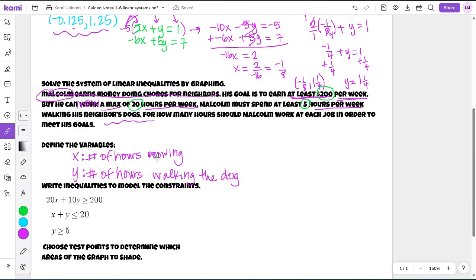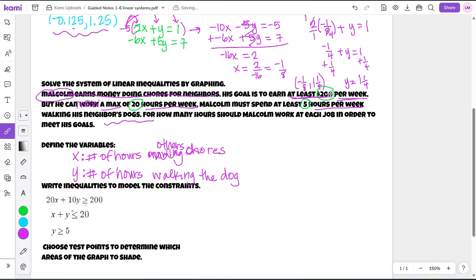And we could have said number of hours for other chores. Like if you don't want to give it something, we know he's going to spend 5 hours walking the dog, and then we'll just say X is doing other chores. Mowing, cleaning up trash, cleaning windows, whatever they need done. All right, so what else did he say? He has to spend at least 5 hours per week walking the dog, so we got that one. All right. So let's see what we got here.